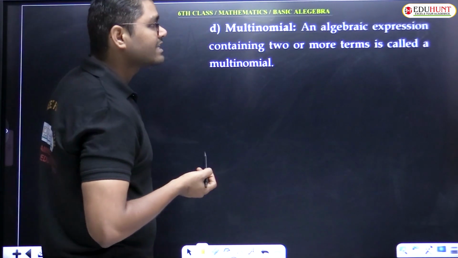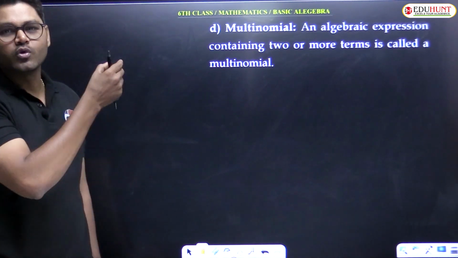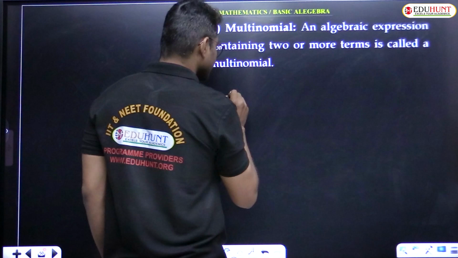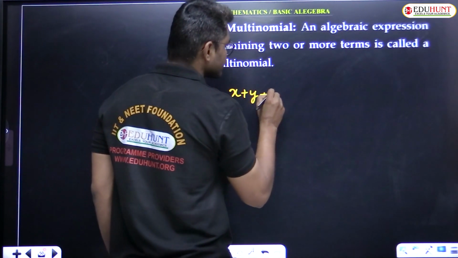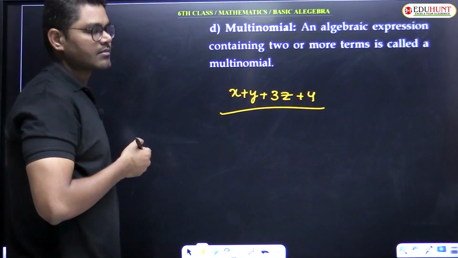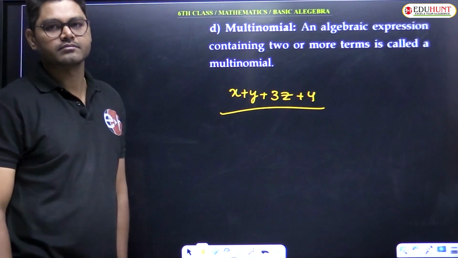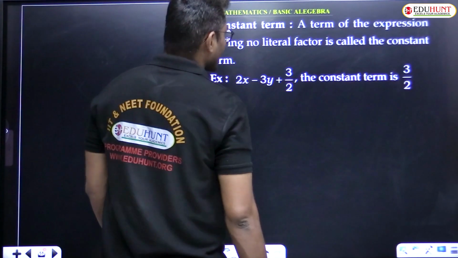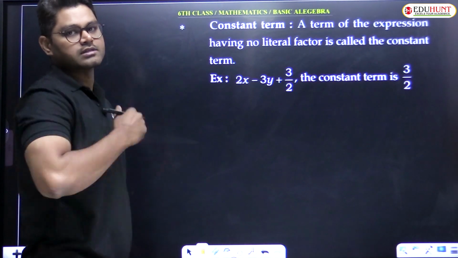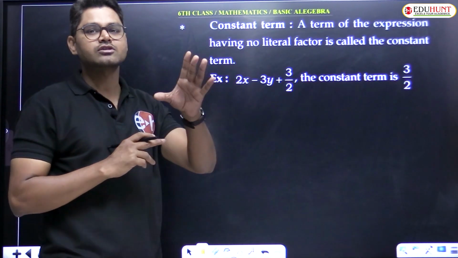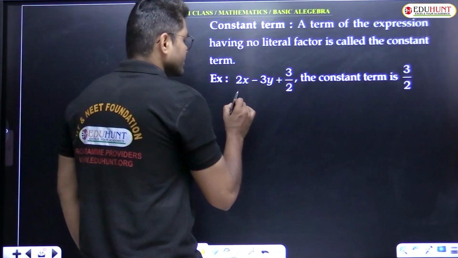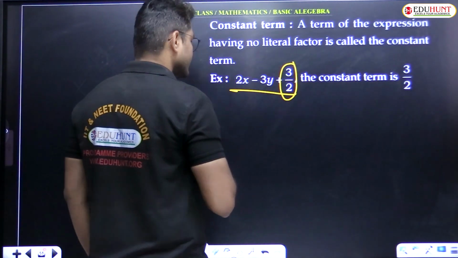Multinomial. An algebraic expression containing two or more terms is called multinomial. For example, x plus y plus 3z plus 4. This is multinomial because it is having more than two terms. That's why it is multinomial. Constant term. A term of the expression having no literal factor is called a constant term. Constant term means there must not be any literal, that means alphabet, that means variable. In this one, 3 by 2 is the constant term.